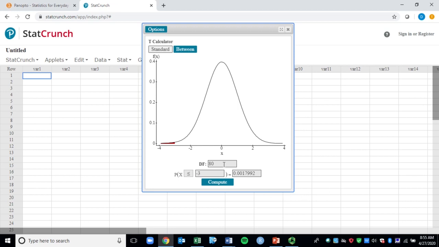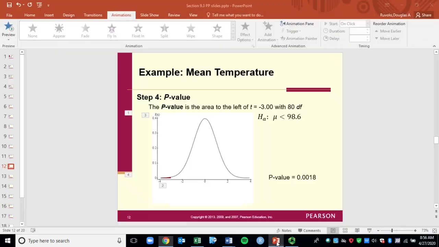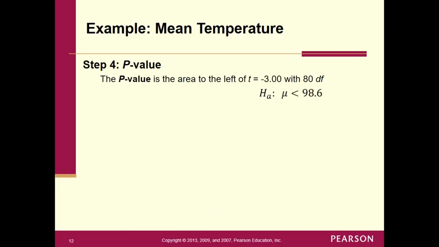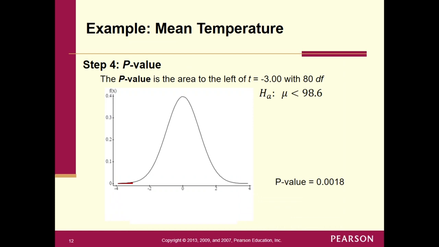So a fairly small p-value, right? Small probability. That seems reasonable based upon what we depicted over here. So 0.0018. Right here, notice in the slide, the p-value is 0.0018. So let's get back into the slideshow, and there we go.